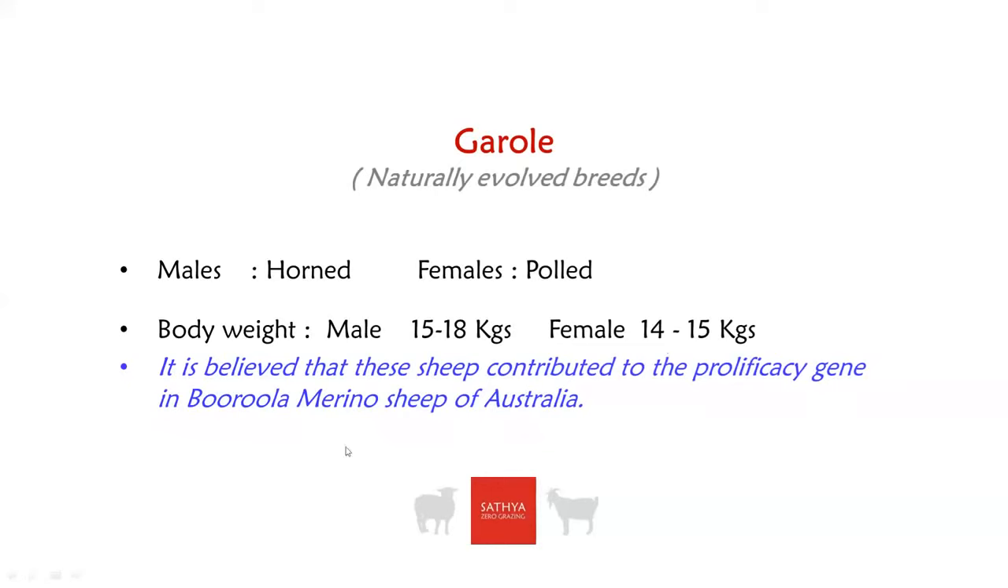One interesting point to be noted by all Indians is that the Merino sheep of Australia is a high prolificacy breed, and our Garole breed contributed the prolificacy gene in the Booroola Merino sheep of Australia. This is a great honor for India.